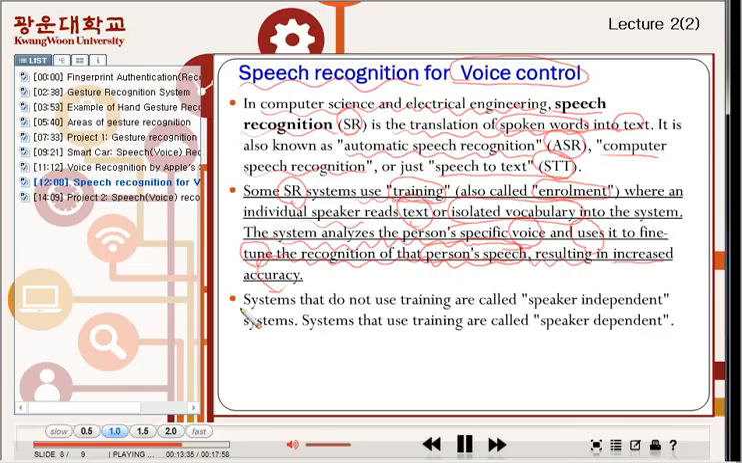Systems that do not use training are called speaker-independent systems. And systems that use training are called speaker-dependent. In general, speaker-dependent systems have a higher recognition rate than speaker-independent systems. Okay, next slide.